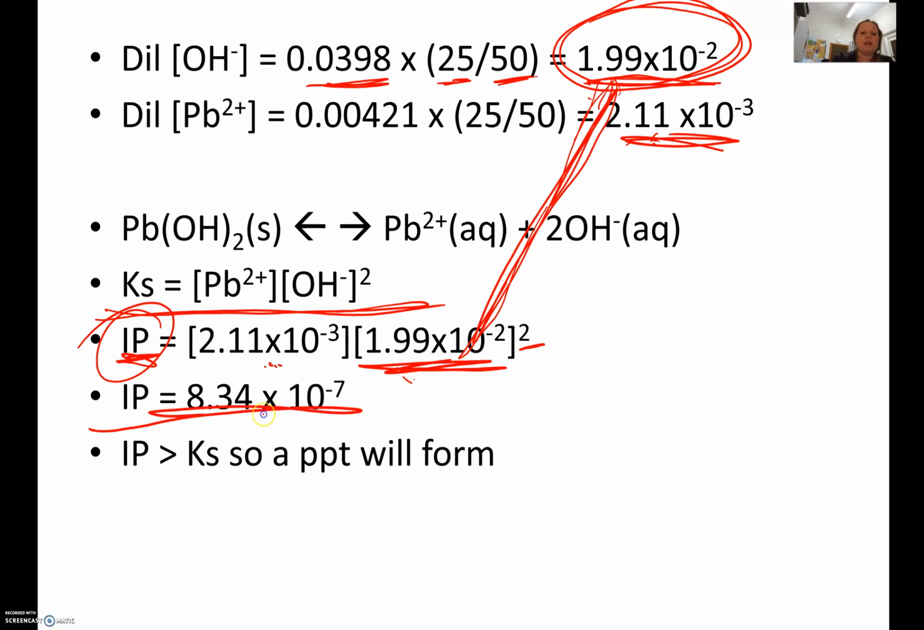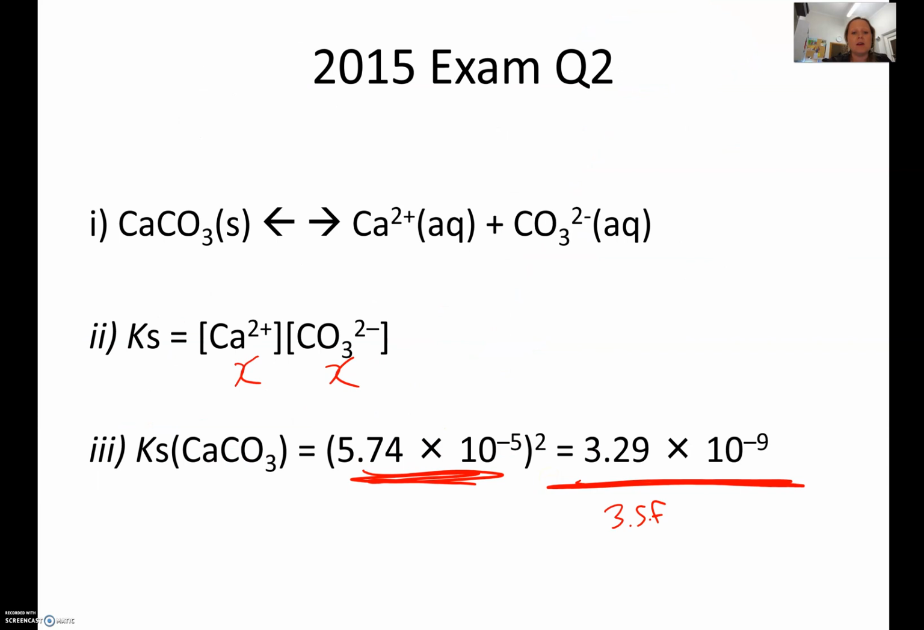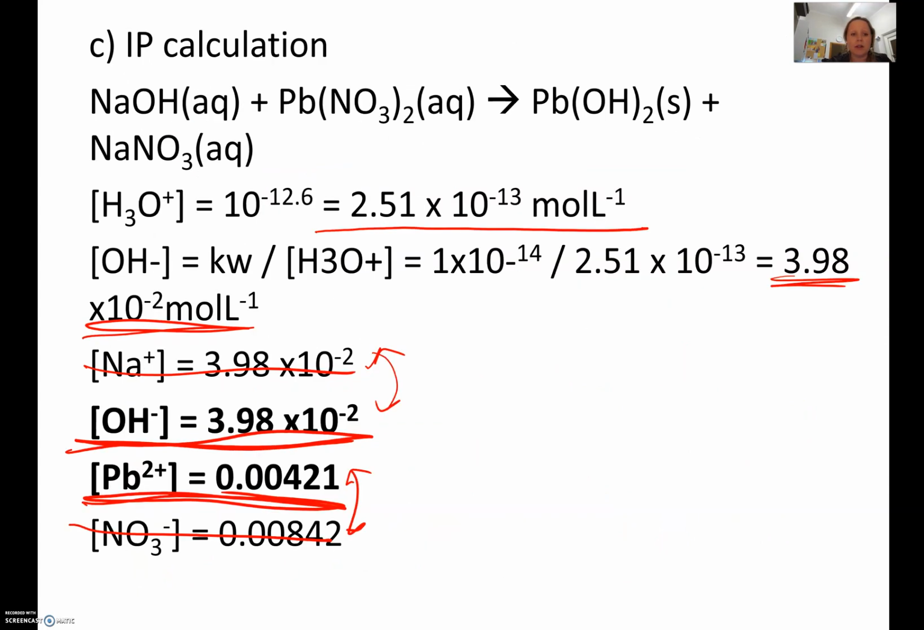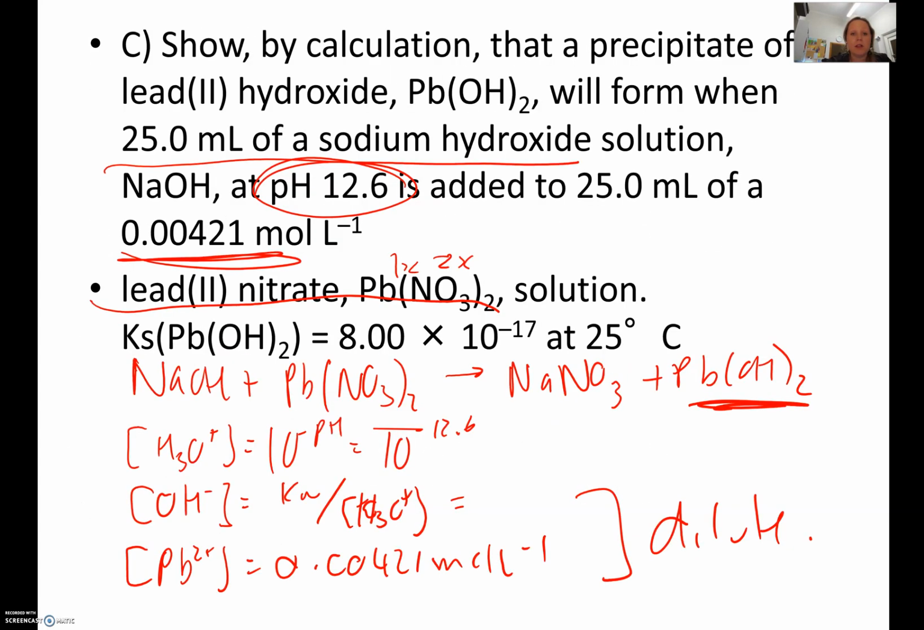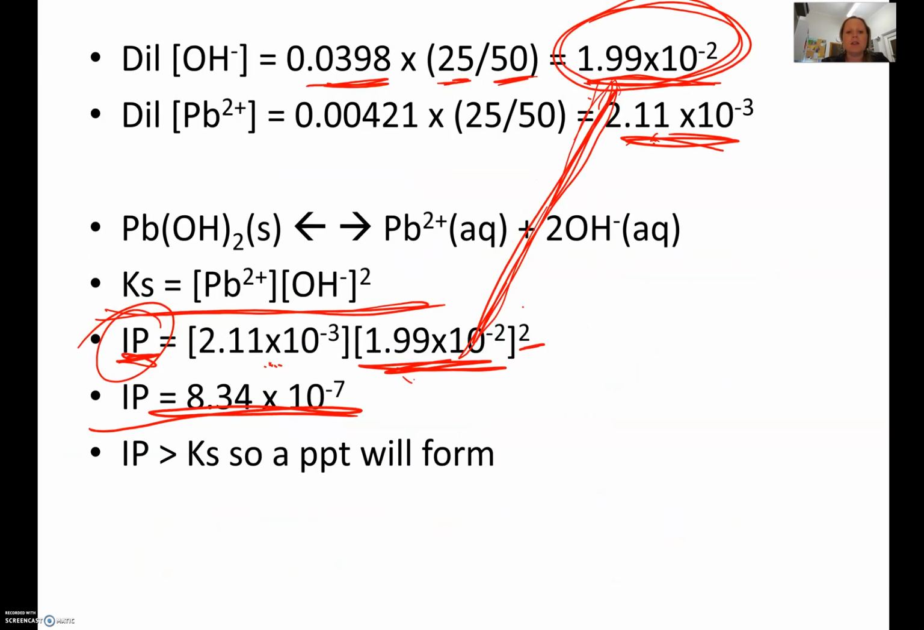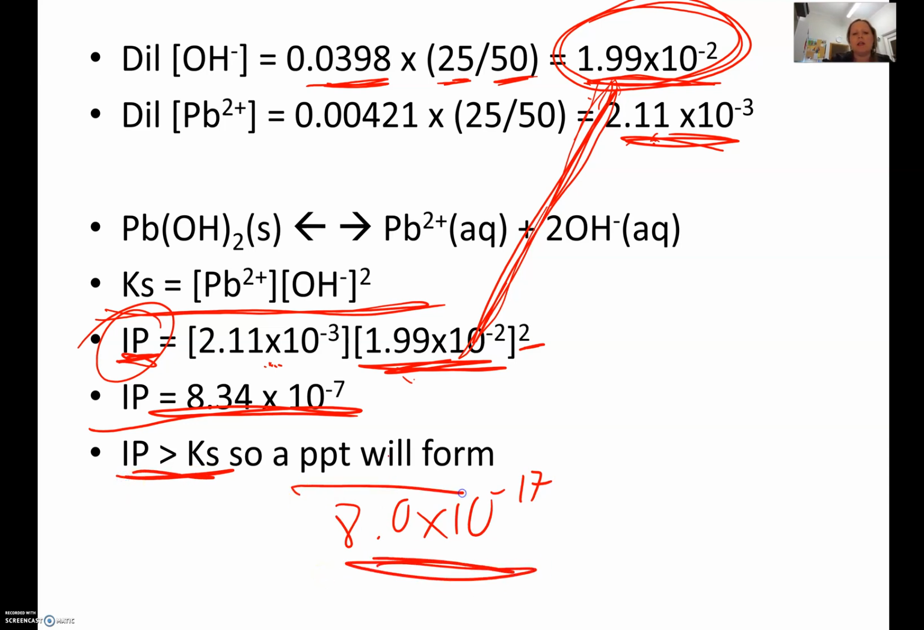And when you plug those together, you get your IP, and so we can just compare that back to the KS. So the KS in the question, we actually calculated, and the KS was 3 point, oh no, that was calcium, sorry, let's find the IP question here. Sorry, the IP is 8.0 times 10 to the negative 17. Okay, so that was 8.0 times 10 to the negative 17. So our IP is way greater than that KS, and that means that a precipitate will form. So I hope that makes sense.